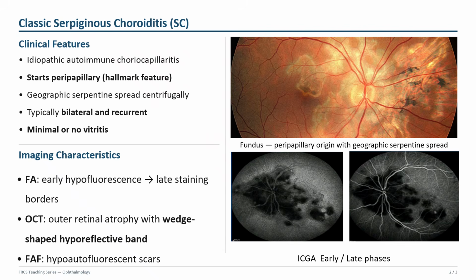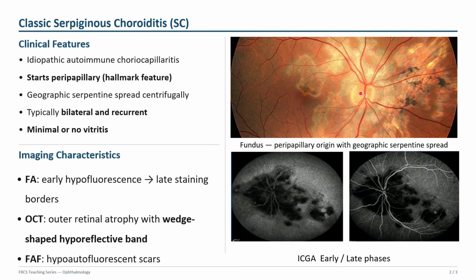Now this is the classical variety of serpiginous choroiditis. The classical variety differs from the tuberculous-like in that it originates from the peripapillary area, whereas that one originated from the posterior pole near the macula. Similarly, it is not multifocal. It is usually spread centrifugally and involves the macula later, starting from the peripapillary area with pigmentation usually at the advancing edge. Unlike the tuberculous-like, where you will find the pigmentation within the center.